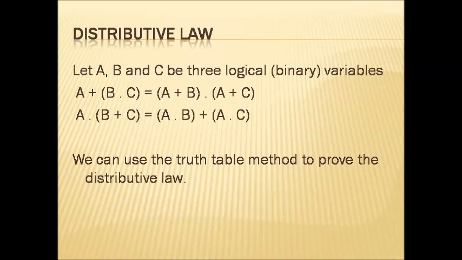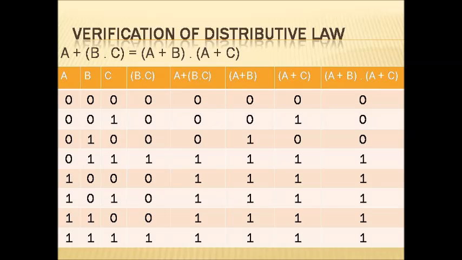Okay, here we are verifying the first distributive law, that is A + B · C = (A + B) · (A + C). If we verify this, you can see that first we have the values for A, then we have the values for B, then we have the values for C. Then we are finding B · C, and after that we are finding A + B · C. After that we are finding A + B, then we are finding A + C. Then the logical multiplication between (A + B) · (A + C) gives the same result as that of A + B · C. So we can say that we have proved the distributive law.